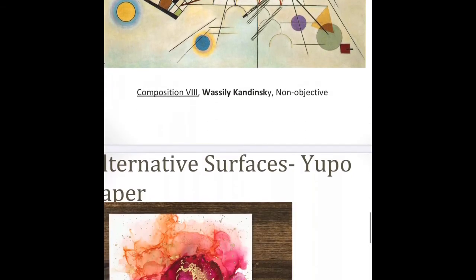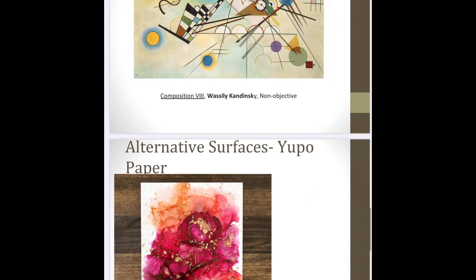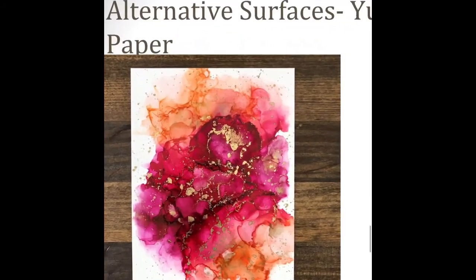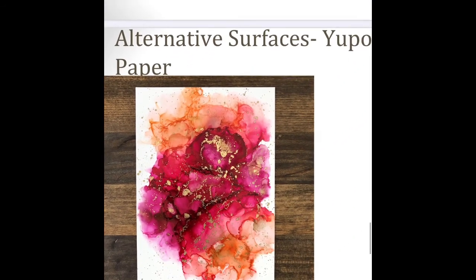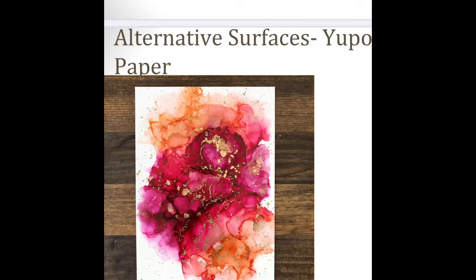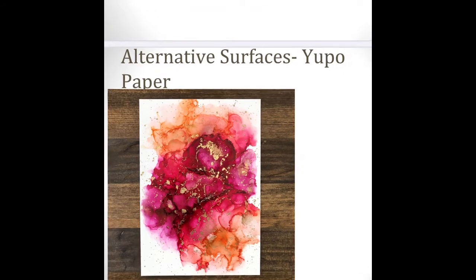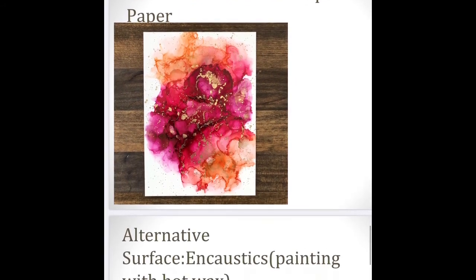So where are we going with this? Our next things that we're going to look at for our next sustained investigation are going to be using alternative surfaces to create art. We're going to be looking at 4 different things. The first thing we're going to look at is a type of paper called Yupo paper that is plastic paper that is non-absorbent and made from polypropylene. We're going to look at this first.